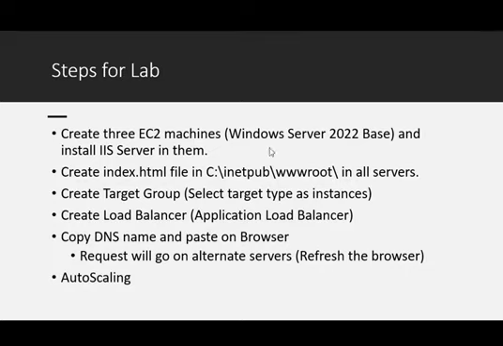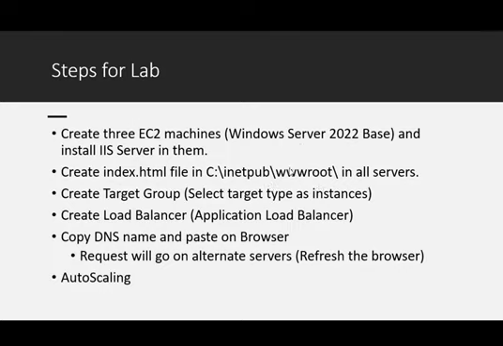all these machines will be having Windows Server 2022 base as the operating system, and after installing the operating system we will be installing IIS server and creating a simple web page. This is server 1 for the first EC2 machine, this is server 2 for the second EC2 machine, this is server 3 for the third EC2 machine. After creating this page, I will be saving each page with the name as index.html file in the path C drive inetpub www root.